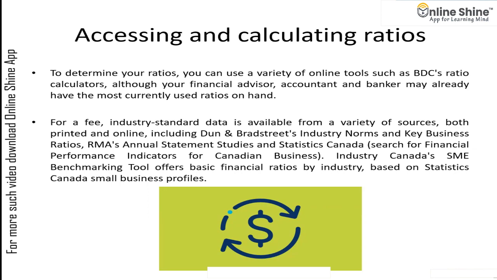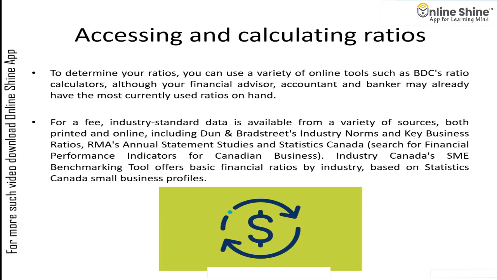So for a fee, industry standard data is available from a variety of sources, both printed and online, including Dun & Bradstreet's industry norms and key business ratios, RMA annual statement studies, and statistics from Canada, search for financial performance indicators for Canadian businesses.